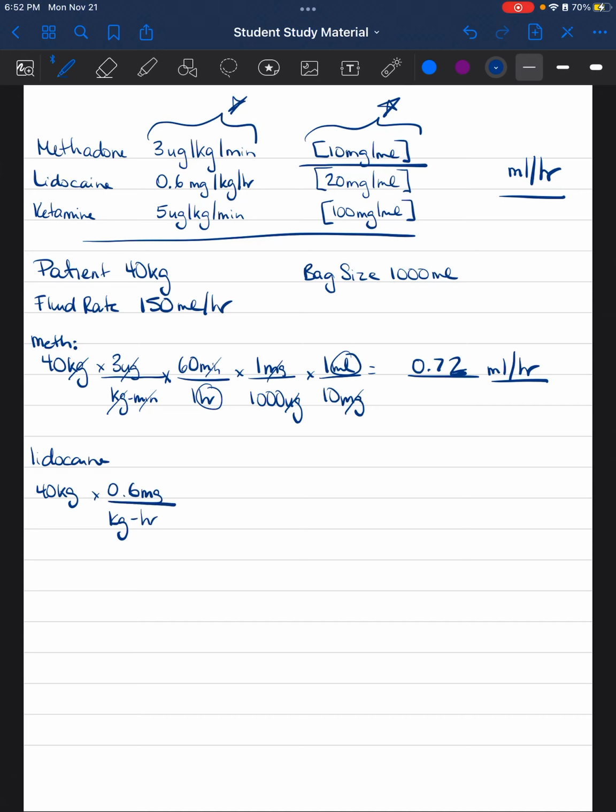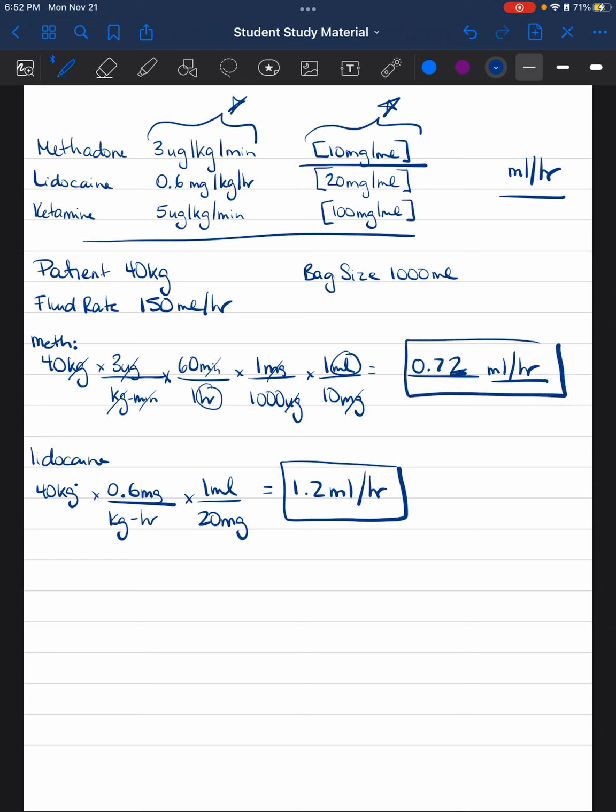Okay. And then our concentration is in mgs per mil, and this is fine because our dose is in mgs per mil, so we don't need a conversion factor. So we can just go ahead and put this in. Okay, so then we've got 40 times the 0.6 milligrams here, and then times 1, and then obviously just divided by 20, which is going to give us 1.2 mils per hour. So we've got 2 of our drugs now calculated.